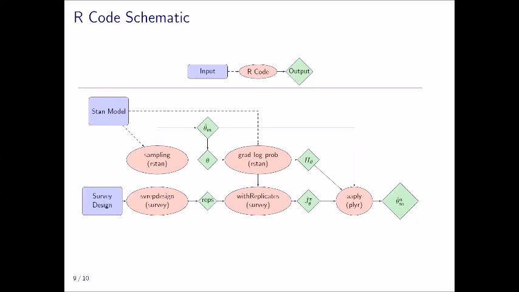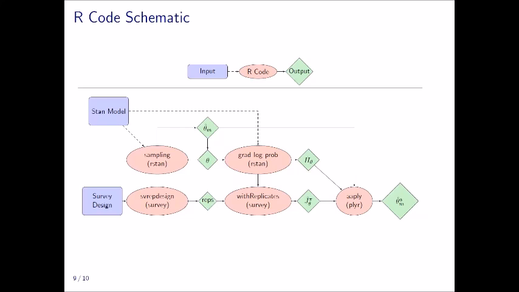So the rectangles are the inputs. We have two inputs: the Stan model that we provide to Stan, and the survey design variable. Up here, the first oval is the estimation part. And then the first diamonds are the parameter estimates, the distribution and the point estimate. But also from Stan, we can get this function that evaluates the derivative.